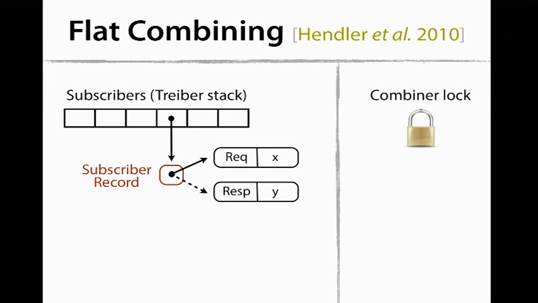So again, it's a bit weird if you're not familiar with these kinds of algorithms, but the whole point of this is we're trying to minimize cache misses across the board, minimize use of operations like compare and set. Okay?